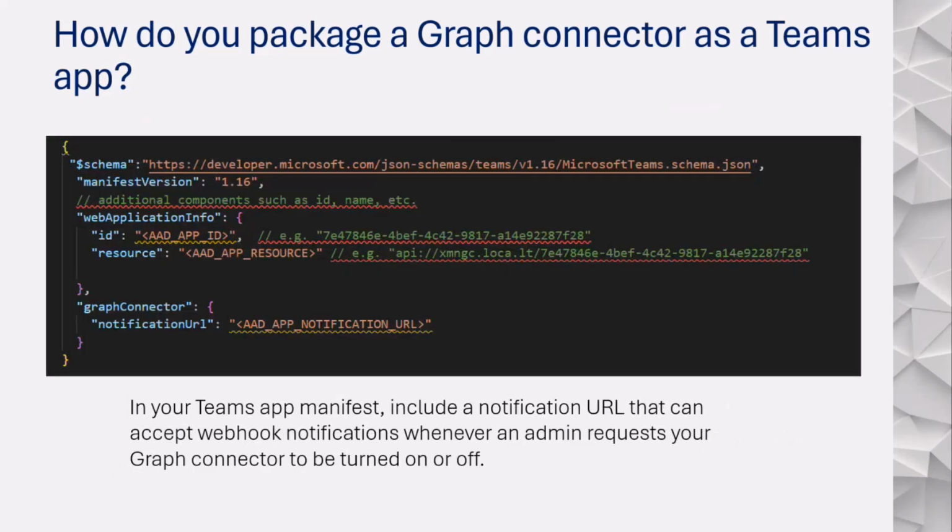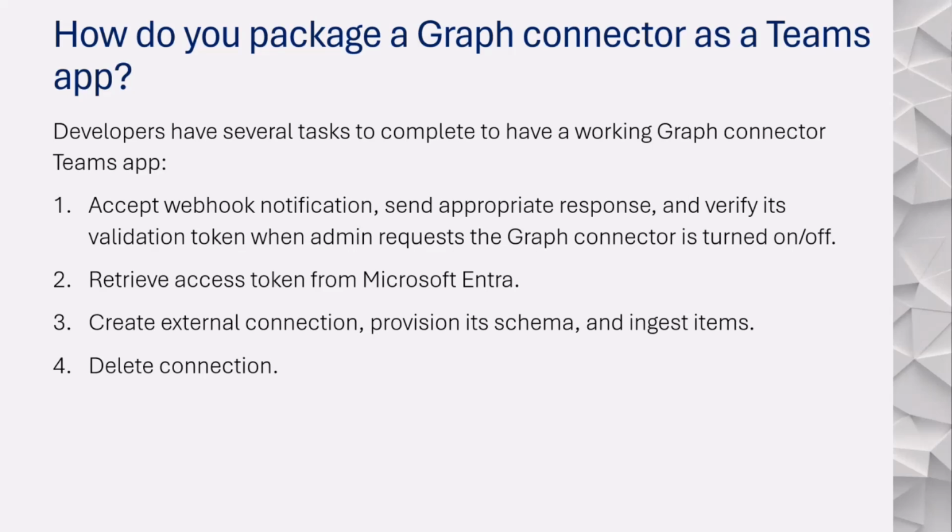In your app manifest, you'll need to include a URL that can receive webhook notifications whenever an admin requests your Graph Connector to be turned on or turned off. And then there are a couple of tasks that you have to handle in order to make sure that end-to-end experience flows smoothly. So first, you have to accept the webhook notification whenever the admin requests a change in the Graph Connector. Once you do that, you have to send a 202 response code back, verify the validation token that comes with the request, and then retrieve an access token from Microsoft Entra in order to access the Graph APIs to go and create your connection, register the schema, and do all those things.